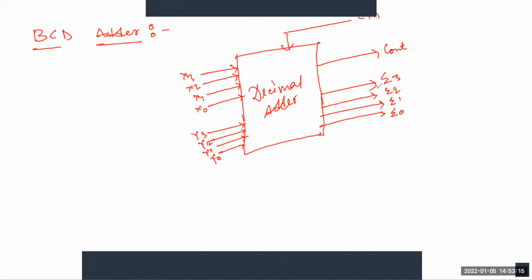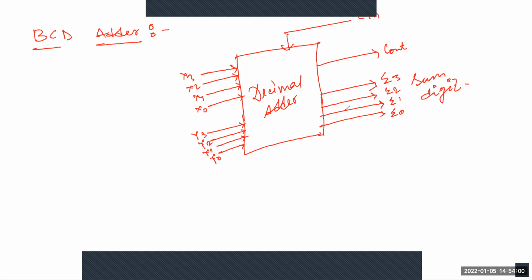Okay, so here there are two 4-bit BCD inputs. This is the one input, and this is the another input, and one carry input. This is C in, and there is a 4-bit sum output, this is the sum digit, you can say, and a carry output, this is C out. Now here the sum output is also in the form of BCD. Here you can see.